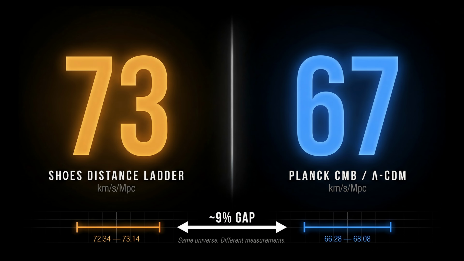Two numbers are tearing cosmology in half. 73 versus 67. That doesn't sound like much until you realize those are supposed to be measurements of the same thing, in the same universe, with instruments and statistics that claim they're precise enough to be done arguing, and they aren't. If the universe were a clock, this is the moment the hands disagree about what time it is, by enough that you can't pretend it's a rounding error.